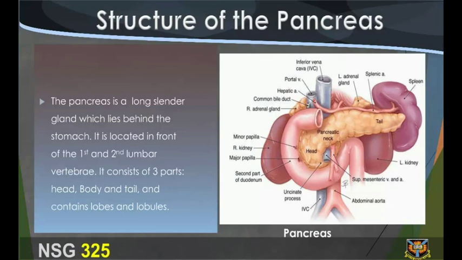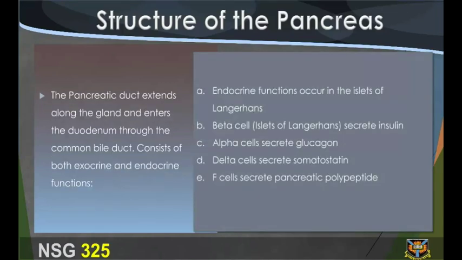Structure of the pancreas. The pancreas is a long, slender gland which lies behind the stomach. It is located in front of the first and second lumbar vertebra. It consists of 3 parts, head, body, and tail, and contains lobes and lobules. The pancreatic duct extends along the gland and enters the duodenum through the common bile duct. It consists of both exocrine and endocrine functions.